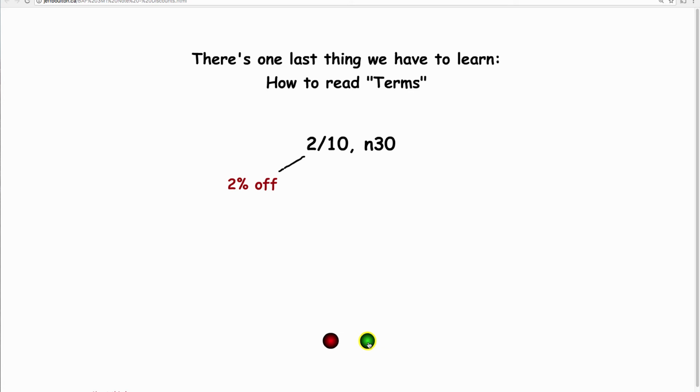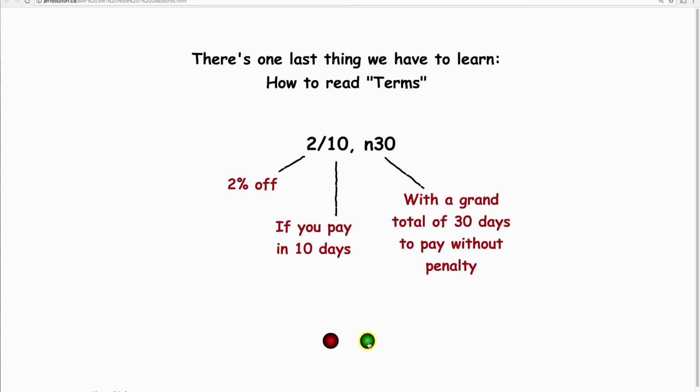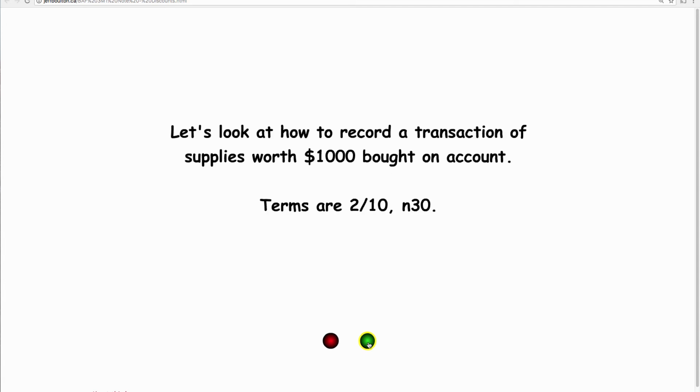2 in 10, net 30. What that means is you get 2% off if you pay within 10 days, and you have a net grand total of 30 days to pay without any interest penalty or otherwise, right? So you get 30 days on your accounts payable or accounts receivable to pay. But if you pay within 10, you get 2% off the total amount owing. Got it? So let's do a quick example.